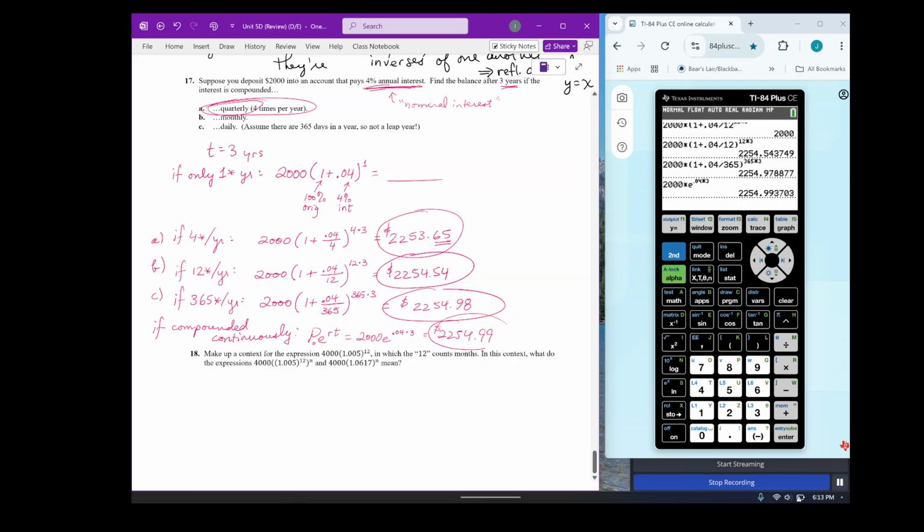Okay. All right. Now this one right here, that PERT formula, compounded continuously, I'm okay if you don't know that yet. I'm just previewing it so that when we do get to it at some point, you're like, oh yeah, that's kind of familiar.